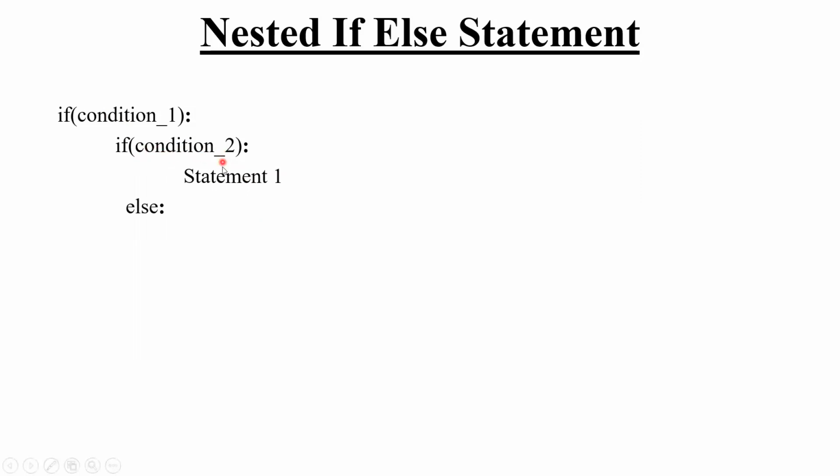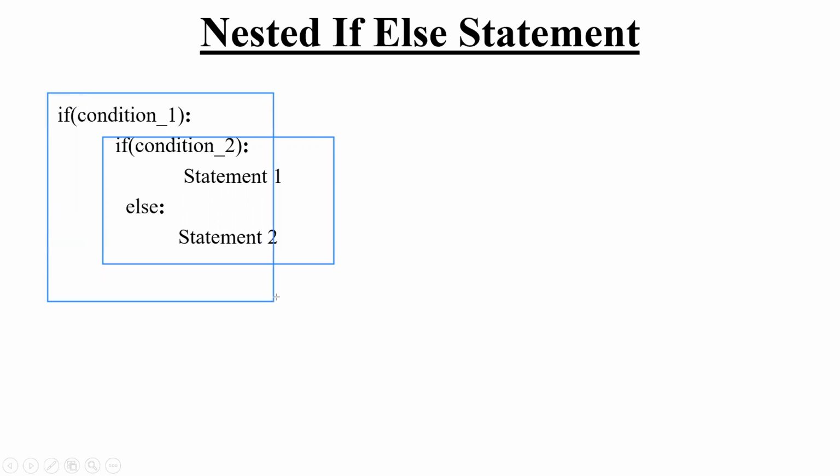For this particular if condition, there is one more statement, statement 1. Again, for this if condition, we are creating an else part, statement 2. This complete thing, from here to here, is one single block of if statement. You can observe it like this.